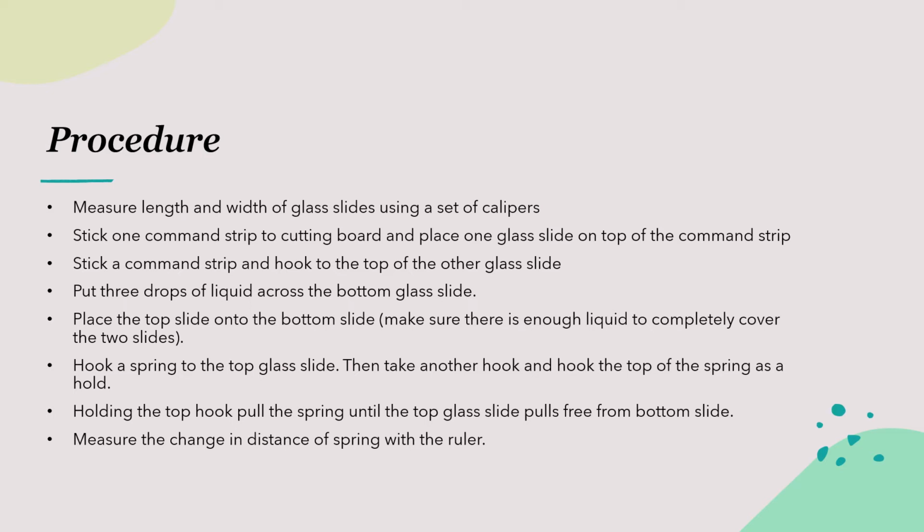Then hook a spring to the top glass slide. Then take another hook and hook the top of the spring as a hold. Holding the top hook, pull the spring until the top glass slide pulls free from the bottom slide. Then measure the distance the spring moves with the ruler.